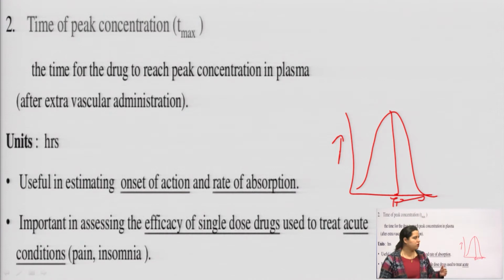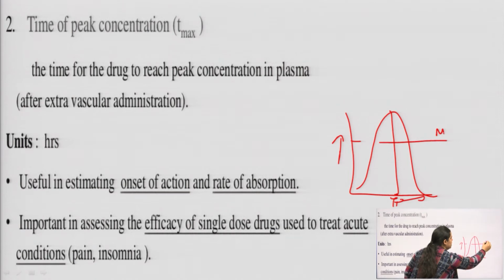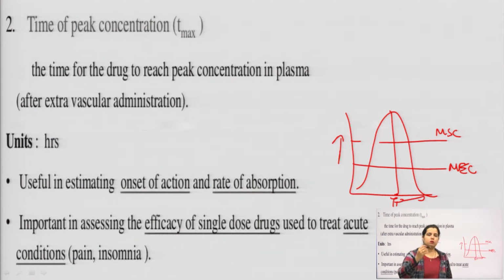Obviously, the concentration at the time of peak is also relevant to your MSC and MEC. So, this gives you an idea of the drug efficacy of a single dose. If you are giving a single dose, then it should range within this limit, the therapeutic index or therapeutic regimen. This is how we calculate all these parameters.